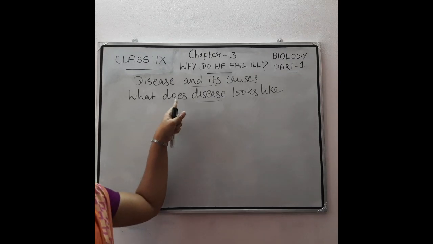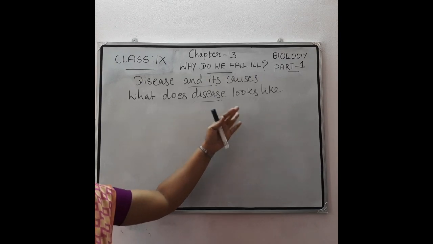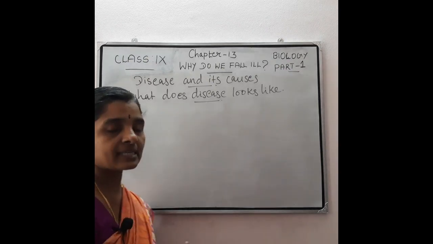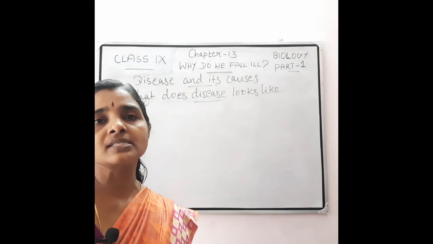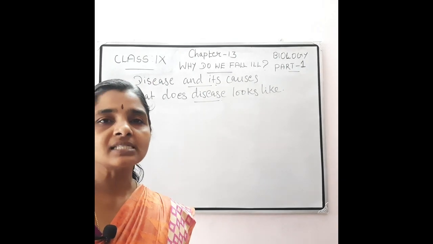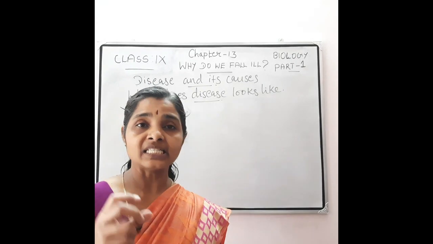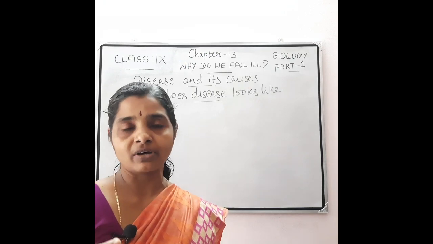Then next is about disease and its causes. What does disease look like? How can we identify that there is something wrong in our body? You know that there are cells in our body, and these cells together form tissues, then organs, then organ systems. These organ systems perform specialized functions, and each organ system consists of organs that also have particular functions.